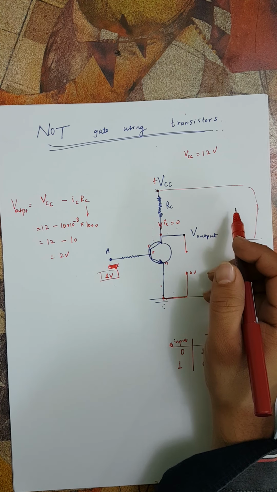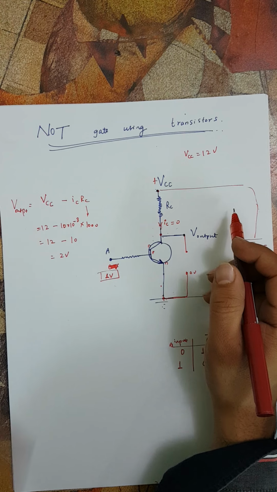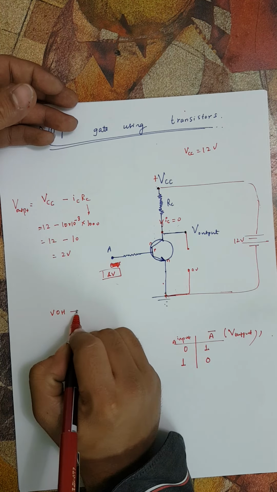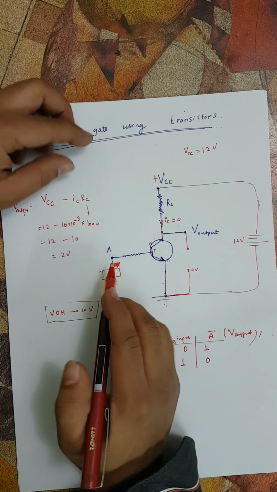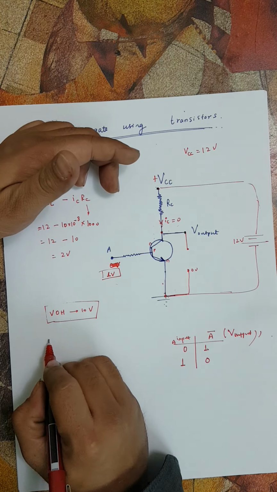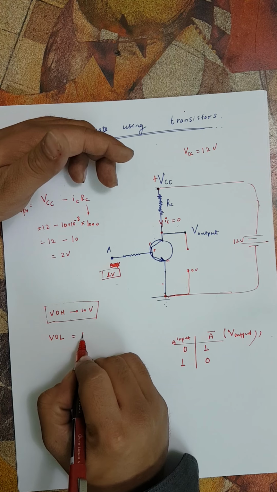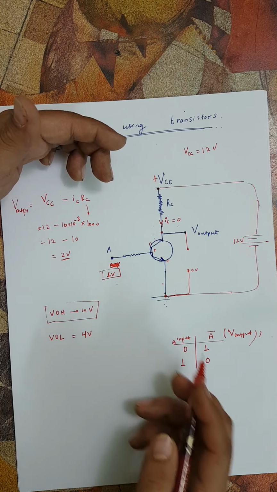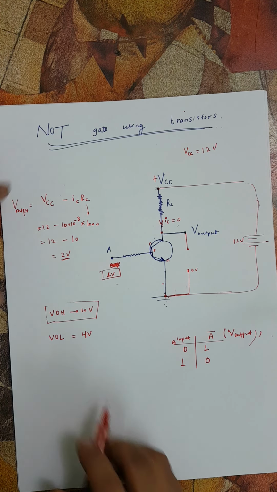Before actually using the transistor as a gate, we should first make sure what our VOH and VOL levels are. For example, we can define our VOH as 10 volt. That means anything above 10 volt can be considered as high, which means this 12 volt is high. Similarly, we can consider VOL to be, let's say, around 4 volt, which means anything below 4 volt, for example in this case 2 volt, can be considered as low voltage.